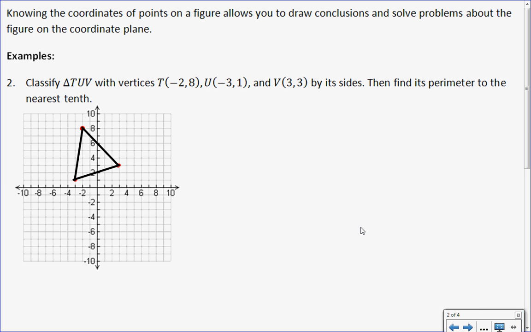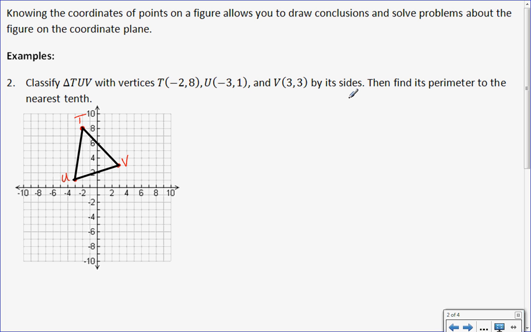And let's go ahead and also label these with the letters. T was at negative 2, 8, so this is T. U at negative 3, 1, this is point U. And then 3, 3 is point V. Okay. Well, we talked about how to classify triangles in section 10.3.